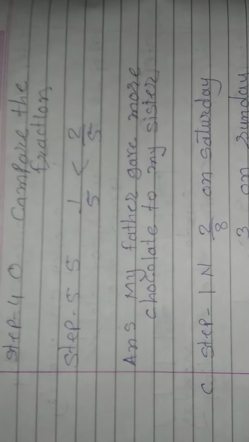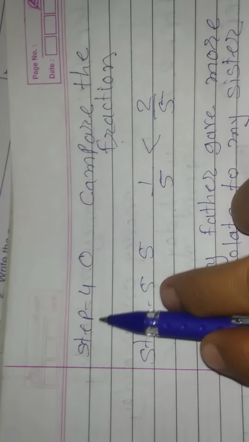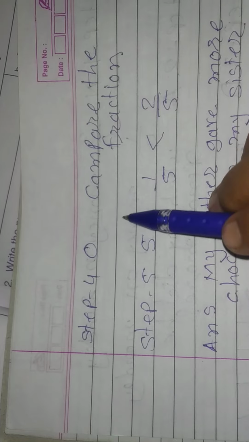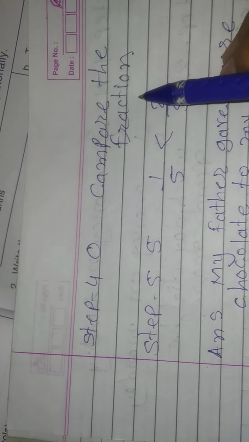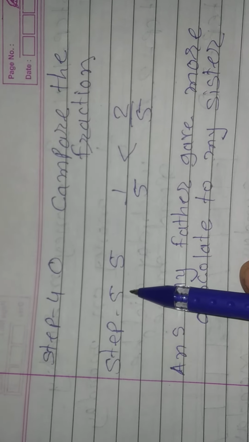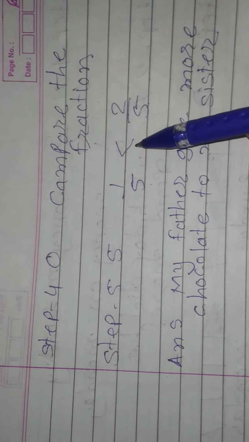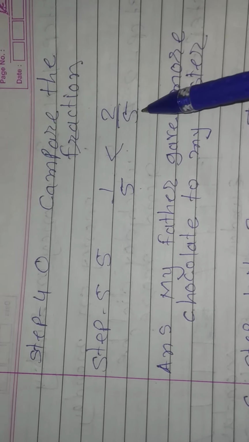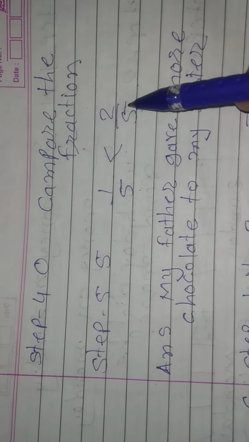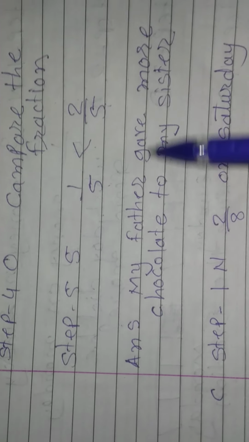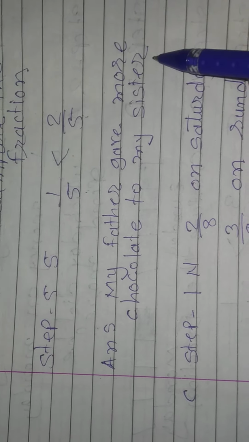Okay. So students, step number 4 is operation. So here we have to compare the fractions. Our operation is to compare the fractions. Step 5: 1/5 is less than 2/5. My father gave more chocolates to my sister.